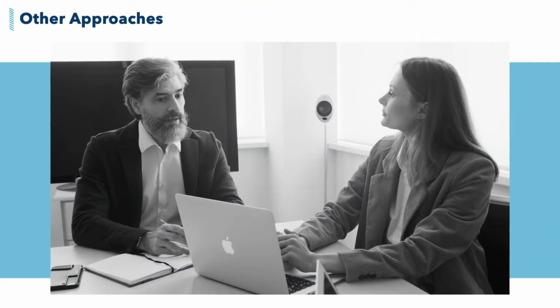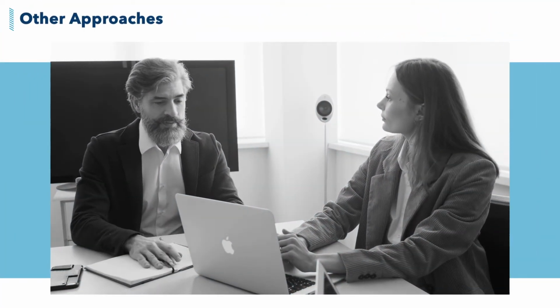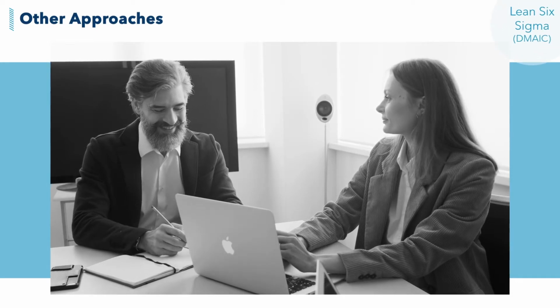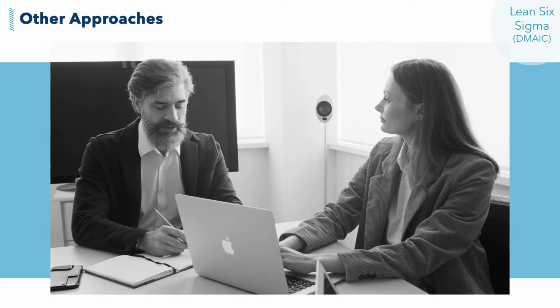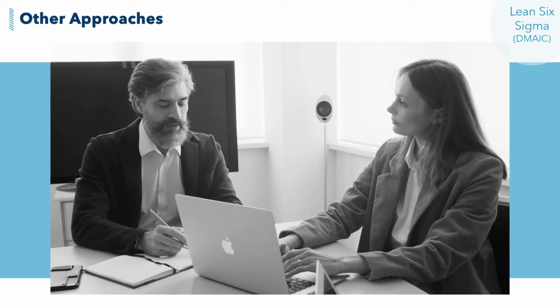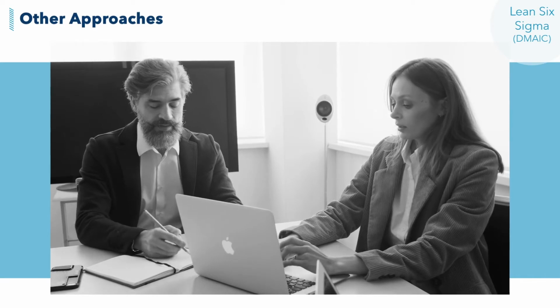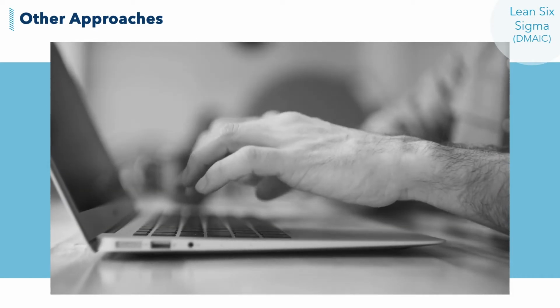As for the other approaches, especially for innovation in processes, Lean Sigma DMAIC is a 5-phase method that includes define, measure, analyze, improve, and control. It is the approach applied by Motorola, General Electric, namely GE, and other major companies.